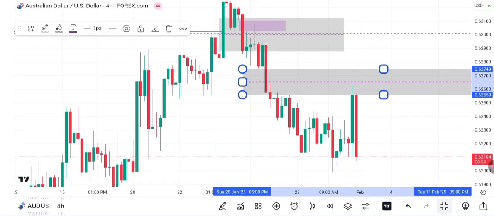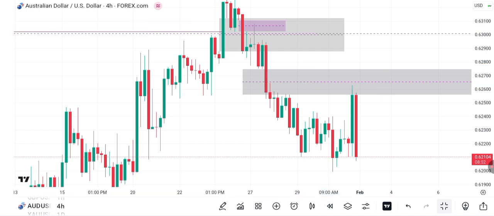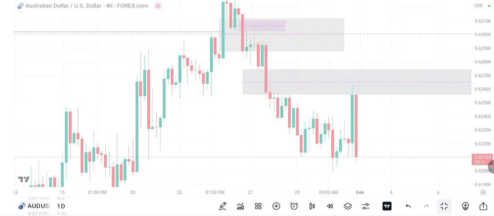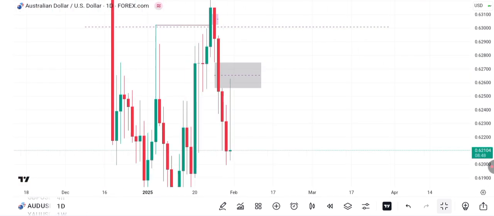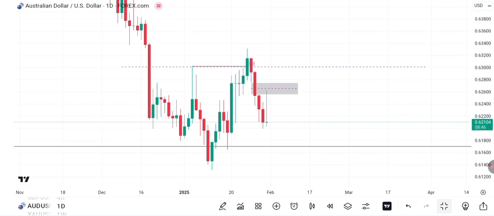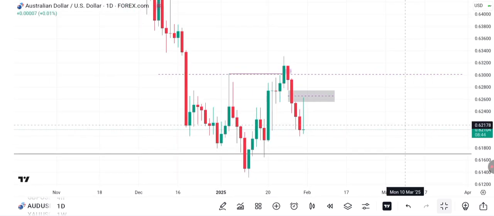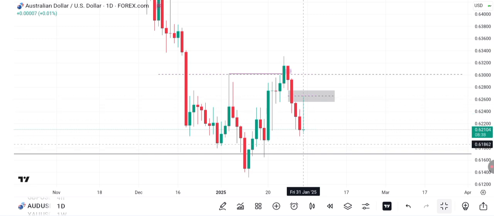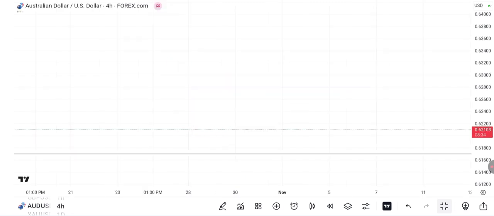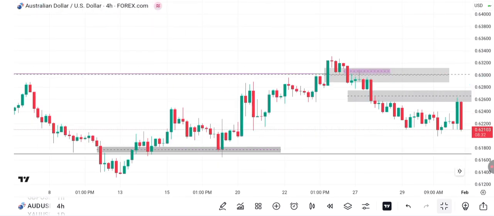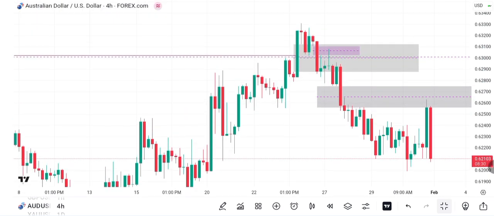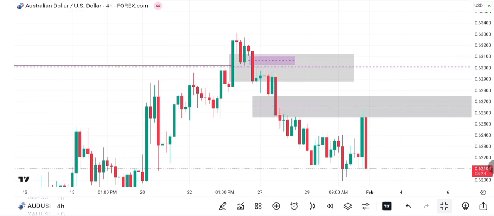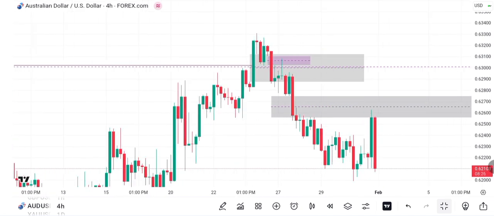Now this fair value gap happens to be a daily fair value gap. So these are things that you want to take note of. See, a daily fair value gap, price retraces into it and then still came lower. So these are trade ideas that you do not want to miss out on.